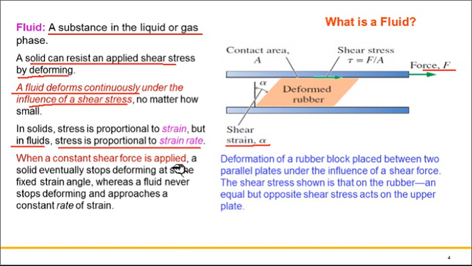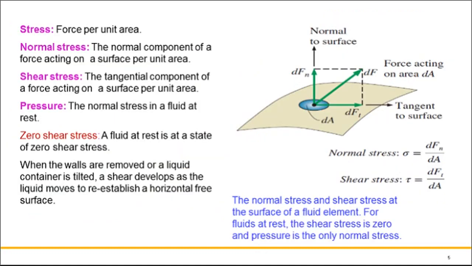Okay. When a constant shear force is applied, what happens? A solid eventually stops deforming at some fixed strain angle. Okay. Whereas a fluid never stops deforming, correct? And it approaches a constant rate of strain. It means what? It undergoes a continuous deformation and it approaches a constant rate of strain.